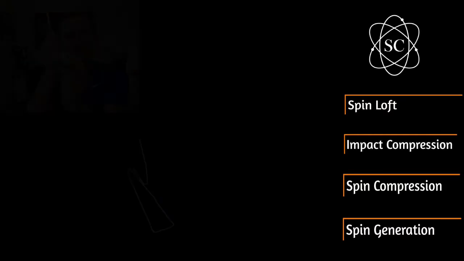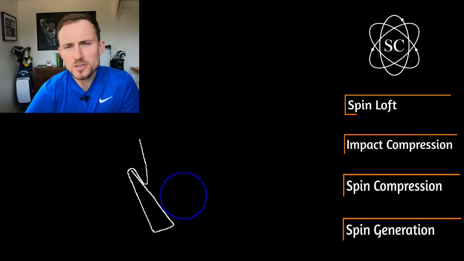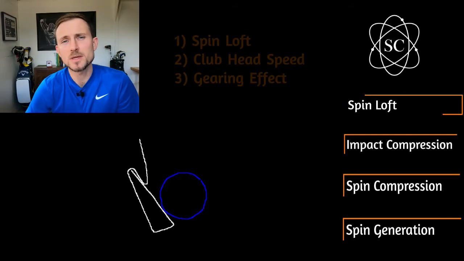So to do this I need to show you the interaction between the club face and the golf ball. So to show you this I'm going to create an animation with the white line representing the club face and the blue line representing the ball. And this animation should provide a visual representation of what happens to the golf ball whilst it's in contact with the club face. So we firstly need to understand the key variables that are responsible for generating spin.